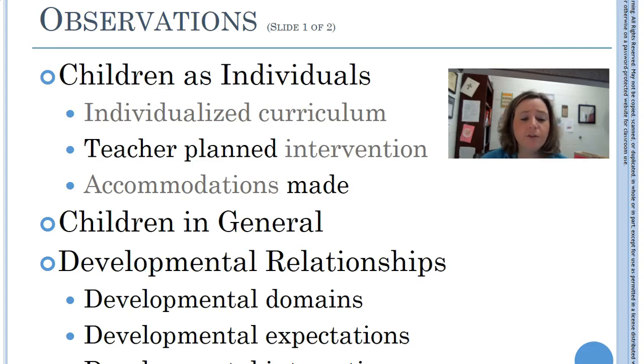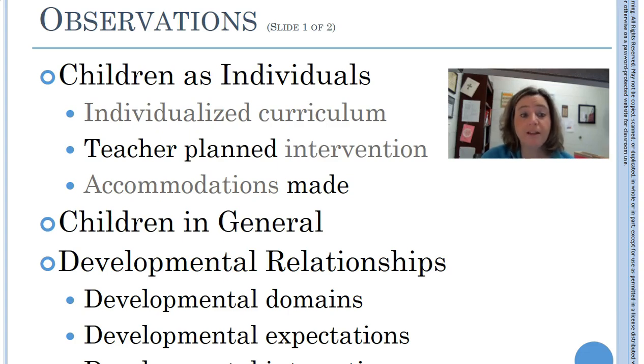A few things to keep in mind as we're understanding the context for observations. Remember, we're looking at children as individuals. So even though we may be using our observations as an assessment tool, we're not looking to place all of the children into the same box. We're having to figure out where children are so that we can then teach them, and a lot of times that's going to look very much like an individualized curriculum.